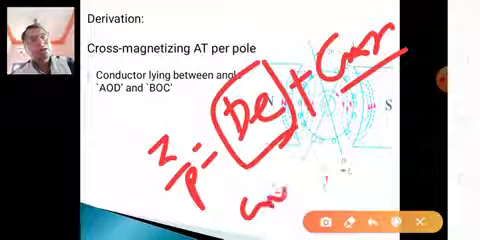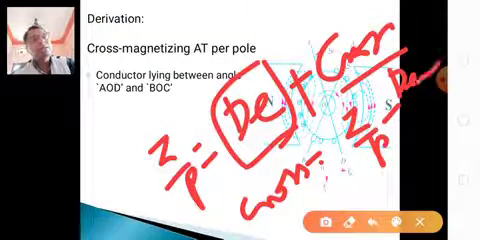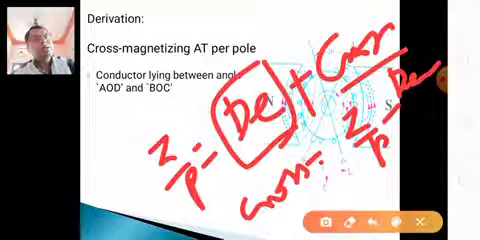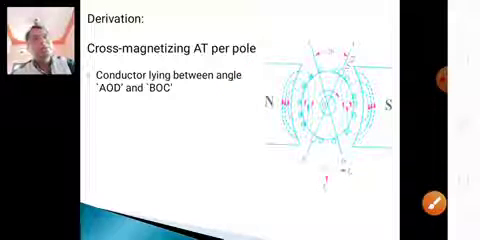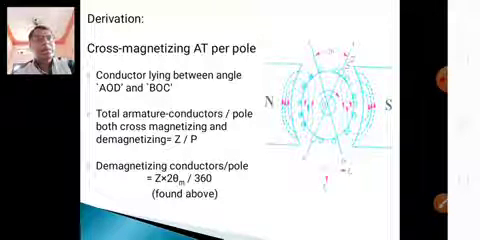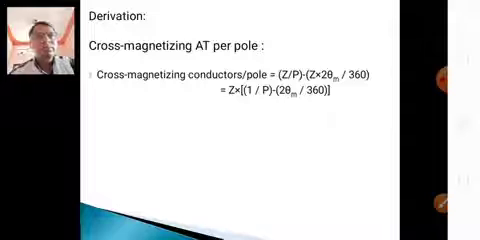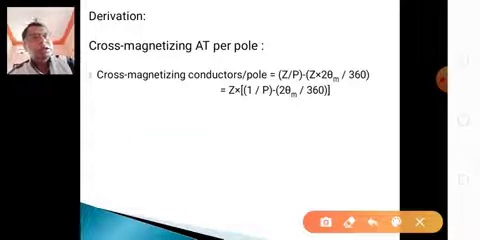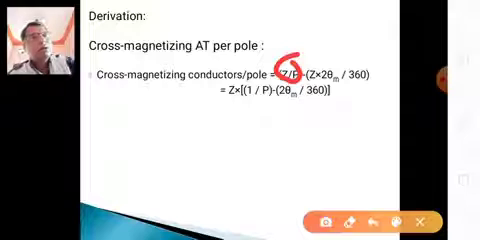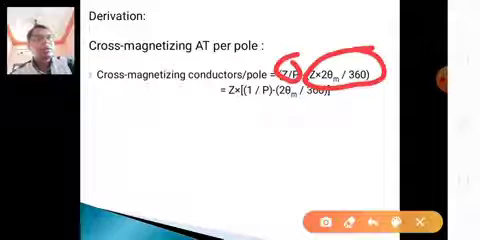So the cross magnetizing ampere turns is equal to Z by P minus the demagnetizing ampere turns per pole. The demagnetizing ampere turns is Z into I into theta m by 360. So it is Z by P minus Z into I into theta m by 360. Here the total number of conductors is Z by P, and the demagnetizing conductors per pole is Z into 2 theta m by 360, already found above. For the cross magnetizing conductors, Z by P is the total number of conductors and Z into 2 theta m by 360 is the demagnetizing part.